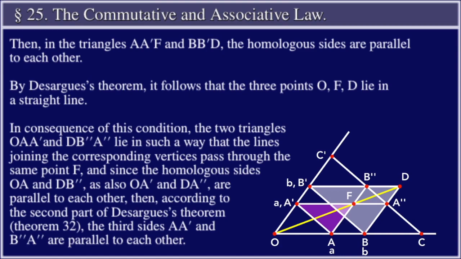In consequence of this condition, the two triangles OAA' and DB''A'' lie in such a way that the lines joining the corresponding vertices pass through the same point F. And since the homologous sides OA and DB'', as also OA' and DA'', are parallel to each other, then, according to the second part of Desargues' theorem, Theorem 32, the third sides A'A and B''A'' are parallel to each other.